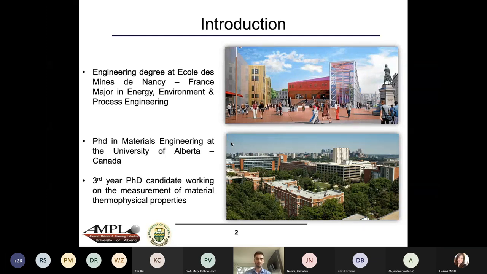I'm currently in my third year as a PhD candidate, and I'm working on the measurement of material thermophysical properties using what is called the discharge crucible method. So it's a ground-based method, but used as an alternative to what is done on the ISS or on parabolic flights using electromagnetic levitation. So I had the opportunity to also work with data that are produced on the ISS or in parabolic flights.